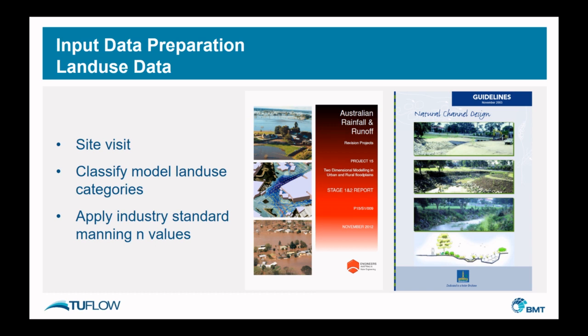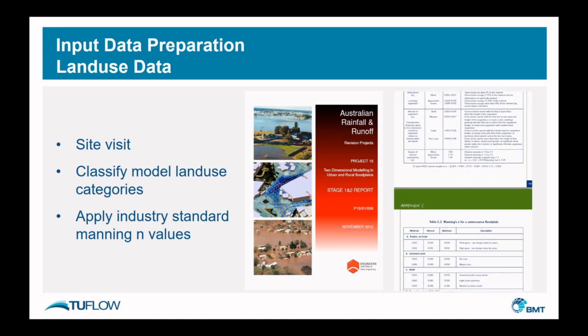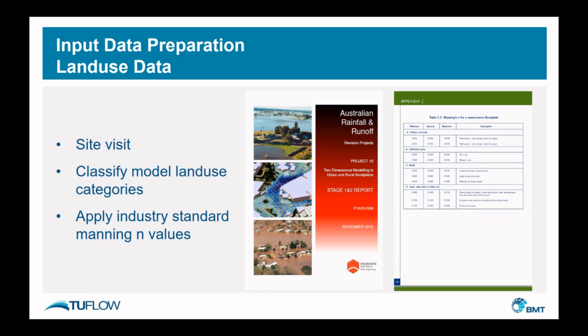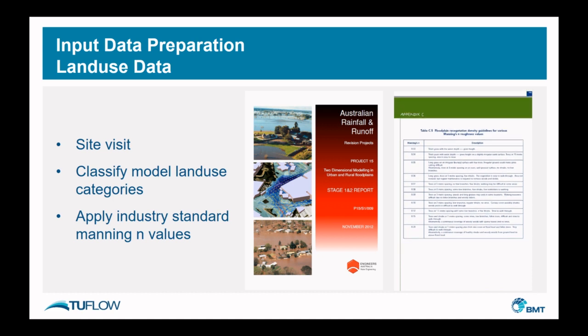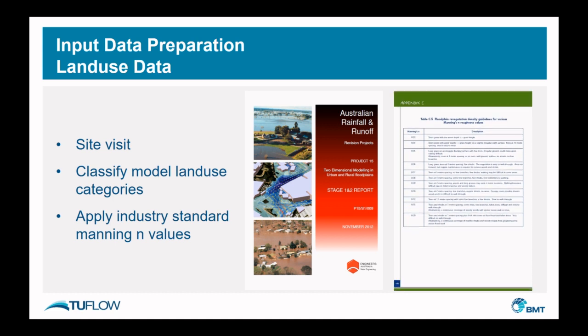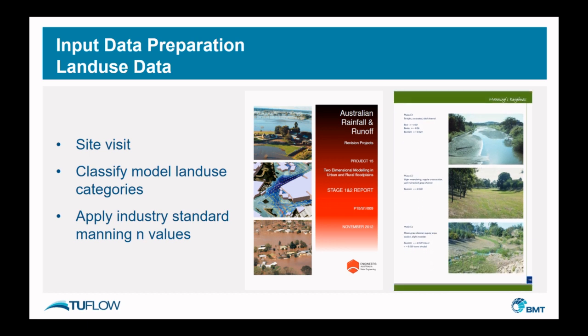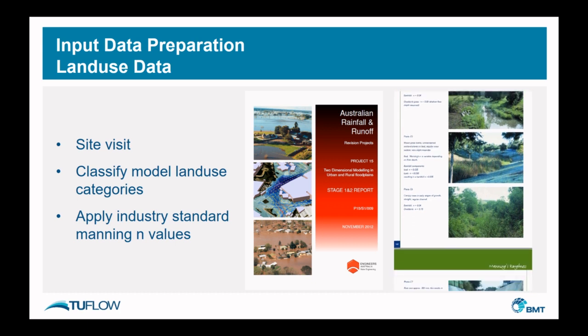Further to that, I also like to point people at the Brisbane City Council Natural Channel Design Guideline document. Similar to the AR&R document, it has a table of values, but further to that, it also includes specific pictures of different scenarios and the Manning's n that should be applied relating to that picture. And this is really useful for new users who are trying to just get an understanding of what value relates to what sort of roughness.